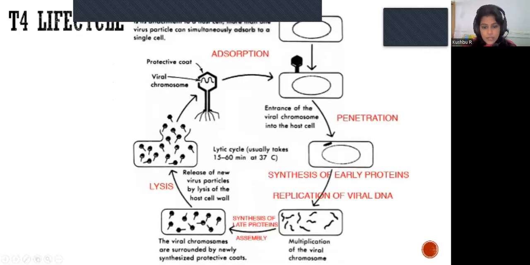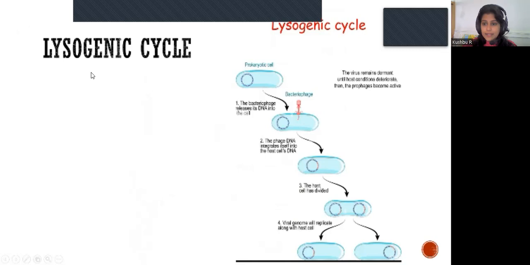So this is the life cycle of the T4 phage, where there is adhesion, penetration, protein synthesis, newly synthesized viral progeny, assembly of them, and liberation of the progeny. The next type of cycle that we are going to learn is the lysogenic cycle, which is the second form of cycle, where there is a small difference between lytic and lysogenic.